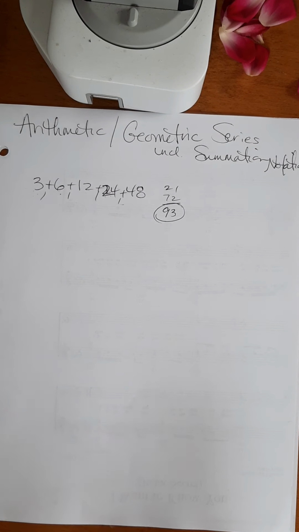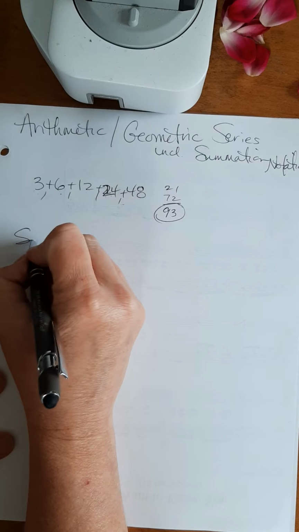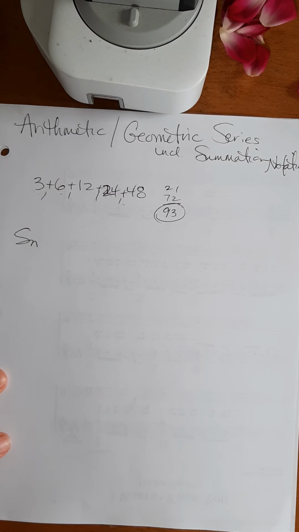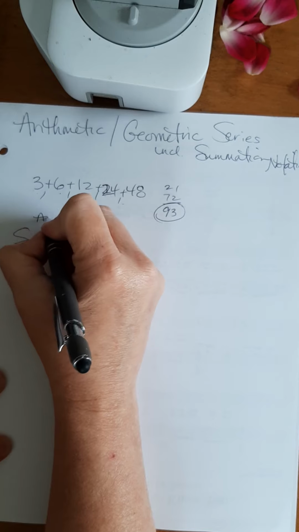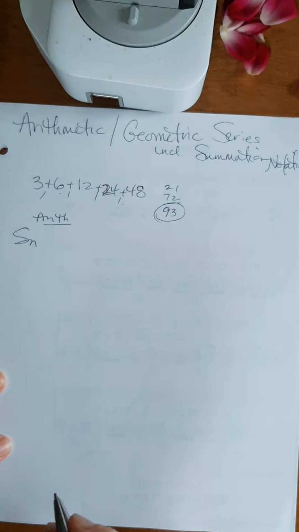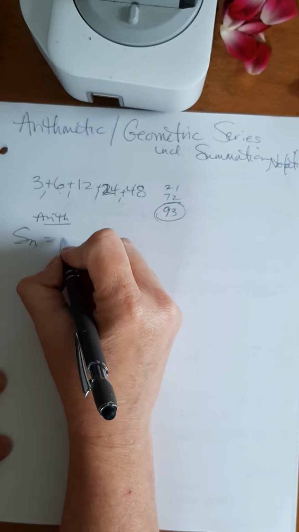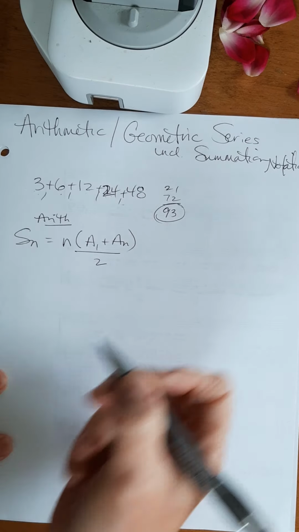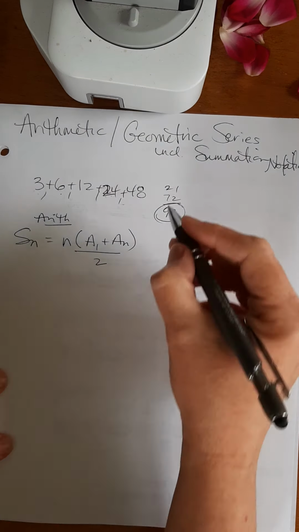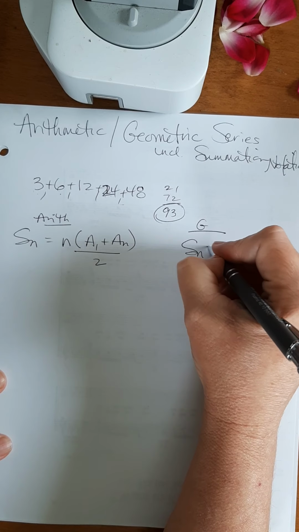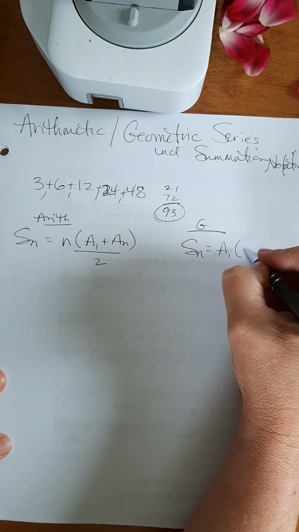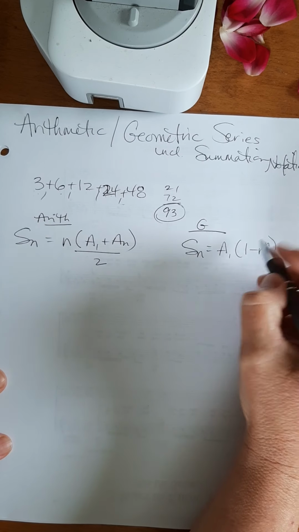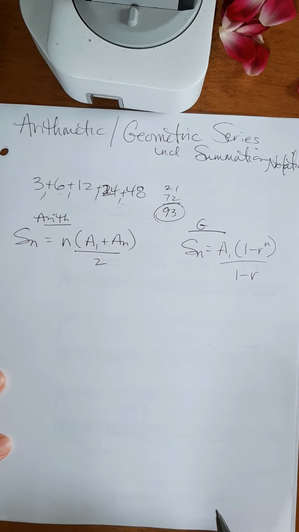Well, I know you're like, that wasn't terrible, but you know mathematicians, they like having formulas. So they came up with the two formulas. Now, S sub n just stands for sum. First I'll show you arithmetic and then geometric. Arithmetic is number of terms times first term plus last term, divided by 2. Geometric, the sum is first term times 1 minus ratio to the n power over 1 minus r.